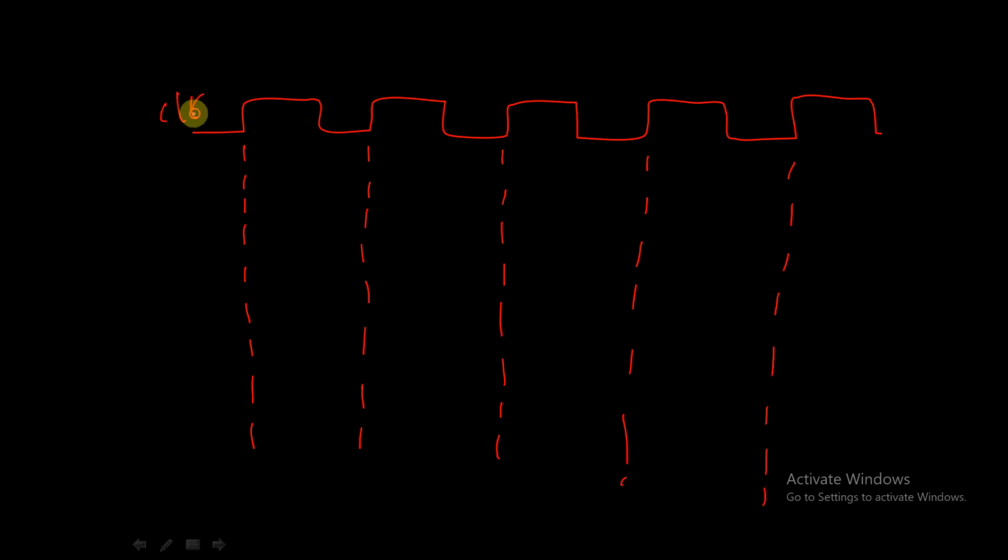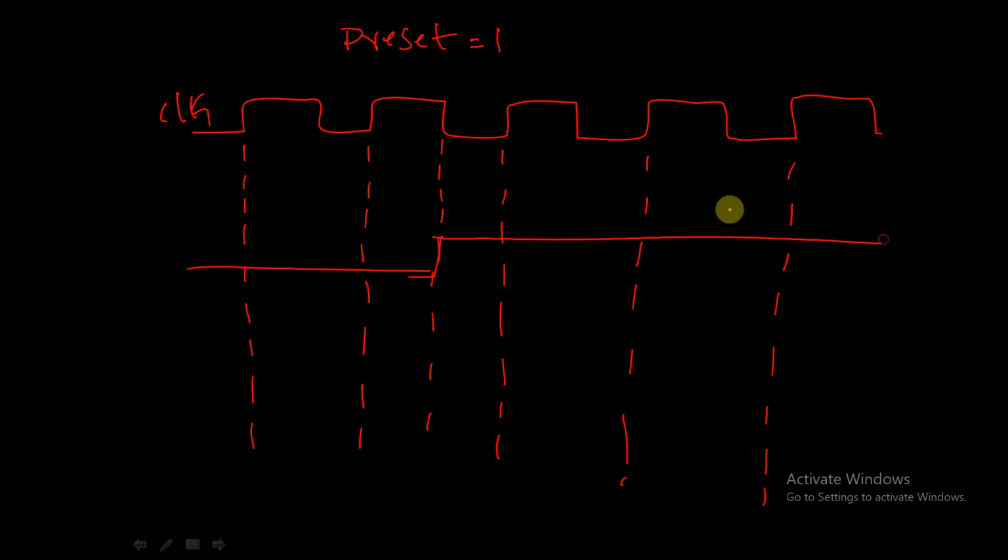Now, if I apply the asynchronous preset signal equal to 1, I can apply it at any edge or any level of the clock. So if I apply the negative edge like this, this is my preset signal. I can apply it anywhere. It will not depend on the clock. It is asynchronous. If you apply it at any instant of time, the output will become 1. But when it becomes 1, it will take some time to see the reflection in the output.